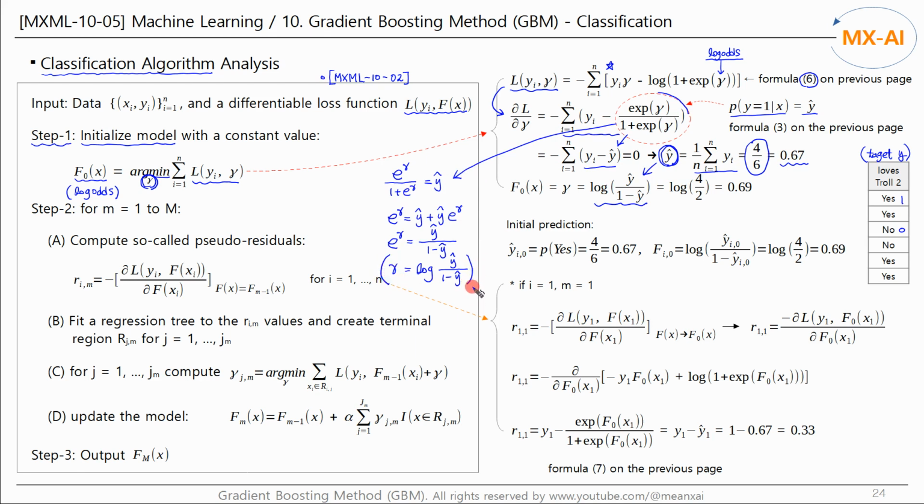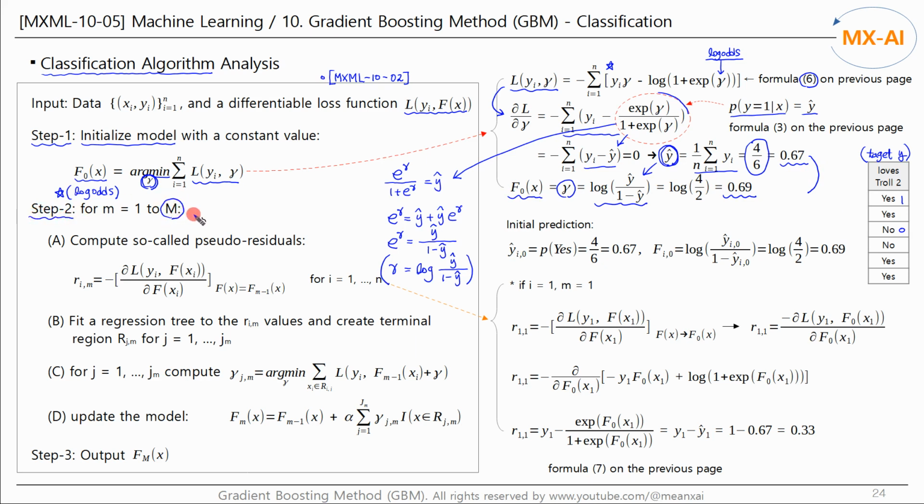Then the gamma will be 0.69. This is the initial log odds, f0, from step 1. This is the same result as seen in the previous video. Step 2 repeats the process below m times.